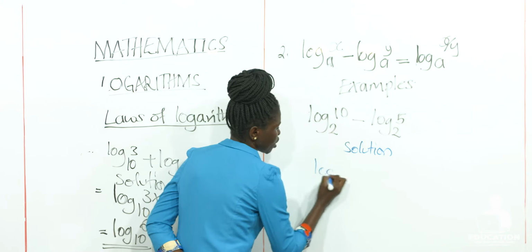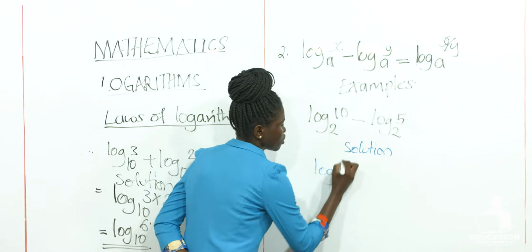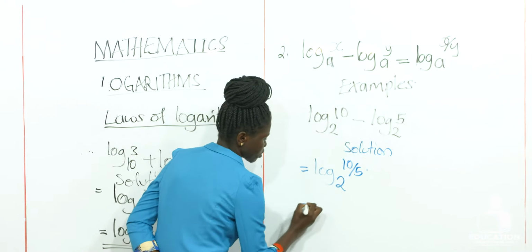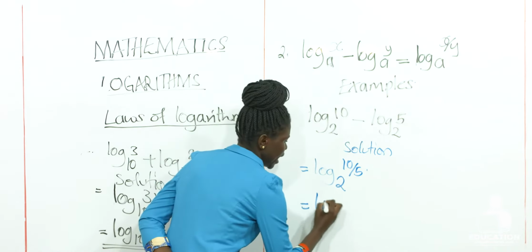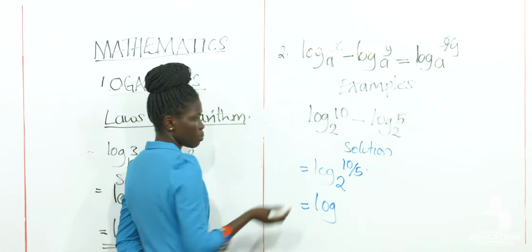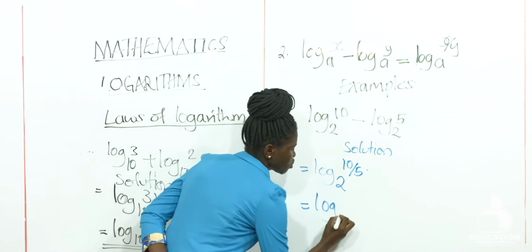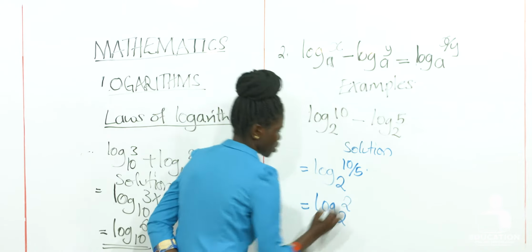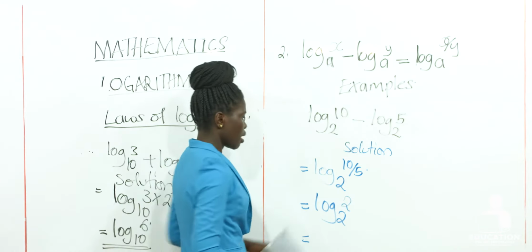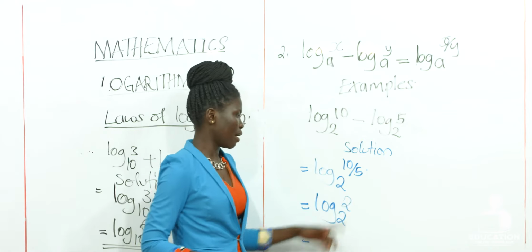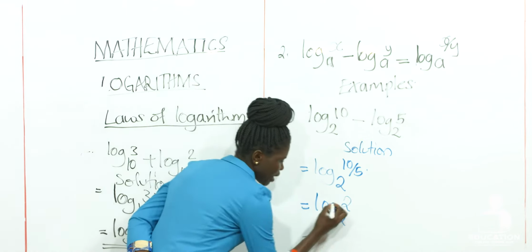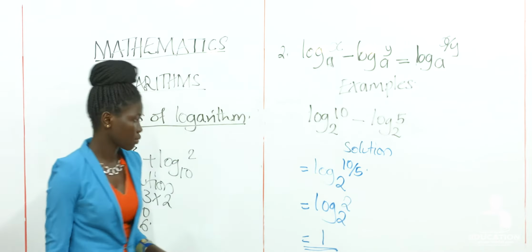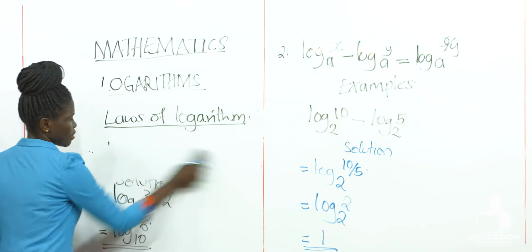We shall have log 2 of 10 divided by 5. So when you divide 10 and 5, the two are divisible because both of them are multiples of 5. So we shall have log 2 of 10 divided by 5 will give us 2. And with this, both the base and the power are the same. So we're going to have here our final answer as 1. Let's go to the next.